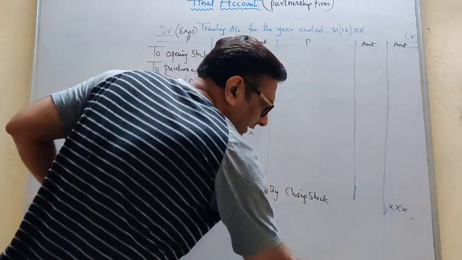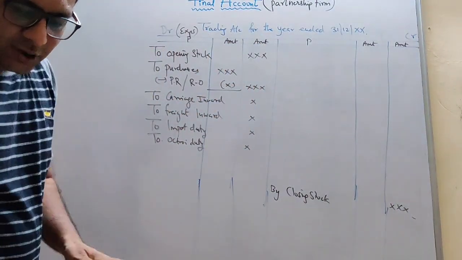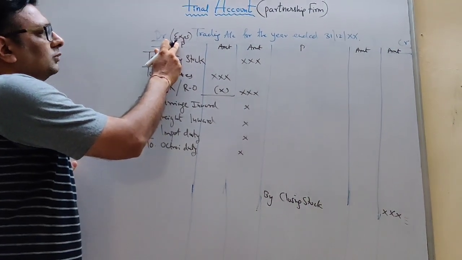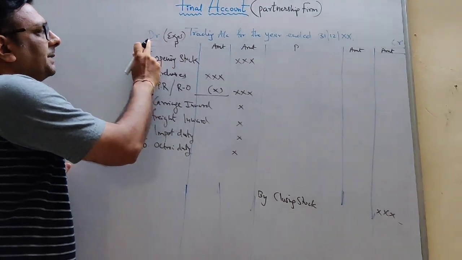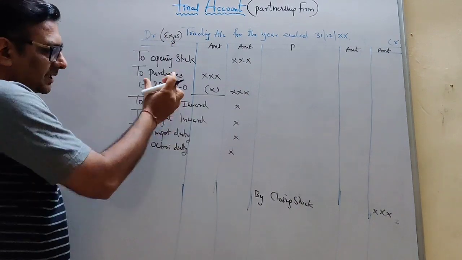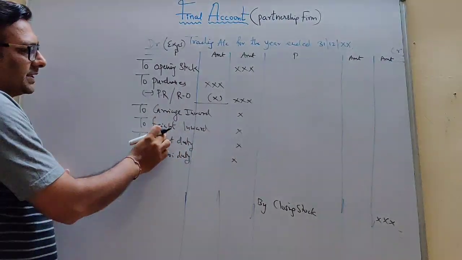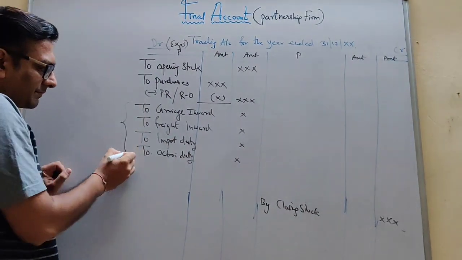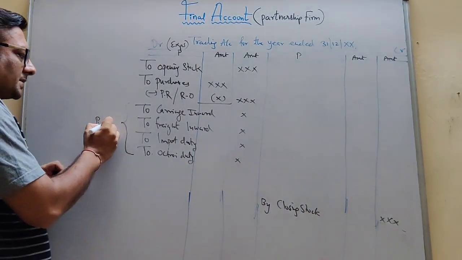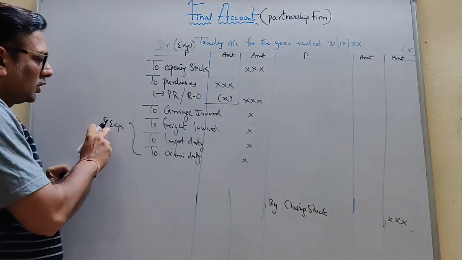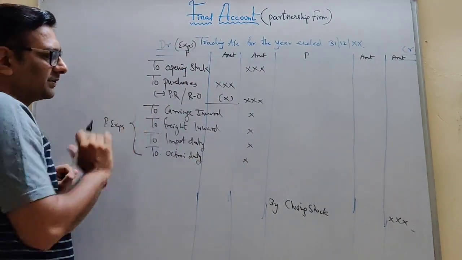Why are we recording on the debit side, student? Because of the nominal account rule. What does the nominal account rule say? Debit all expenses. That's the reason you are writing all your expenses on the debit side. So these are your purchase expenses. As I explained a little earlier, all your purchase expenses you record in the trading account.